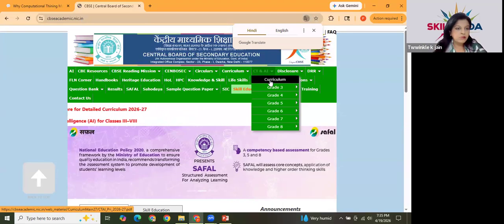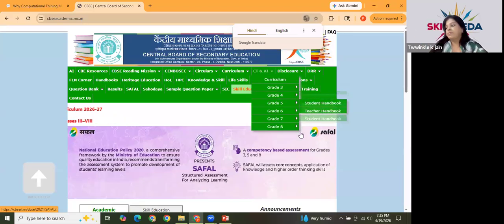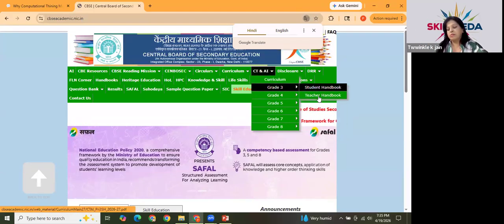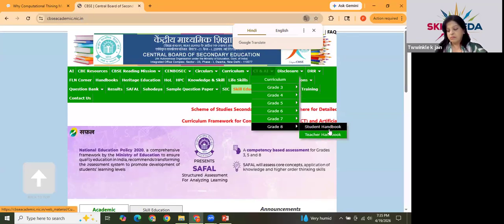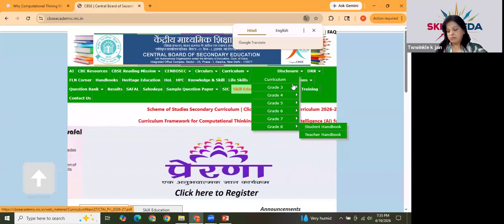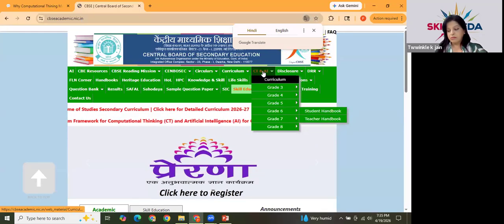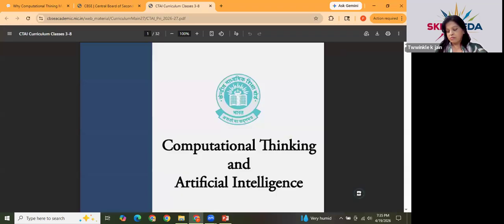So now they have given the curriculum and then grade 3, 4, 5, 6, 7, 8, all the resource material. You take grade 3, the student handbook as well as the teacher handbook is released. Same way till grade 8, student handbook and teacher handbook. I'll take just two classes, grade 3 and then maybe grade 6. So CT and AI, first let's move on to curriculum. So why is CT and AI required?